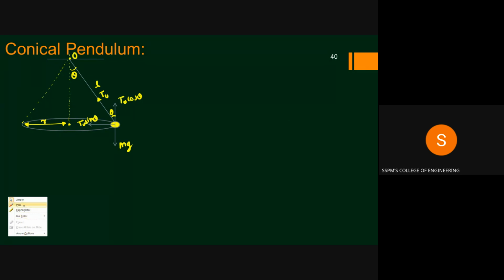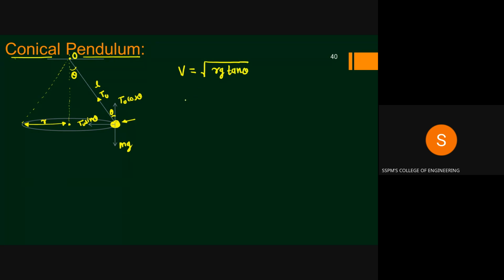Basically this is an application of rotational dynamics: the conical pendulum. In a conical pendulum, this is the bob of the pendulum, made to revolve in a horizontal circle. The angle theta is the angle made by the string connected to the bob with the vertical axis. The equation we should know for the conical pendulum is, first, v, the linear velocity of the bob, equal to the square root of r g tan theta.